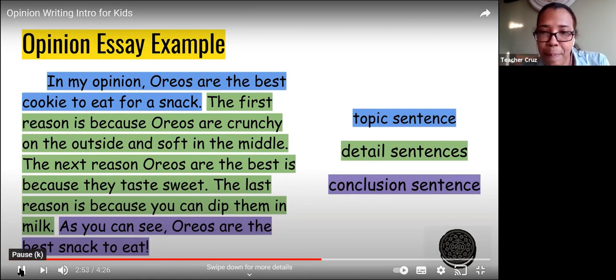Blue and the purple, you'll notice that those sentences are very similar. Your topic sentence introduces what it is that you're about to write about, and your conclusion sentence restates what you said in your topic sentence to wrap up your writing.